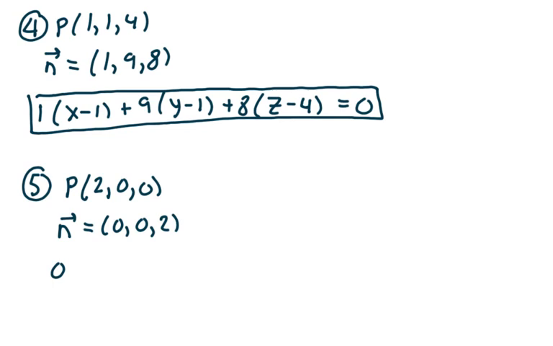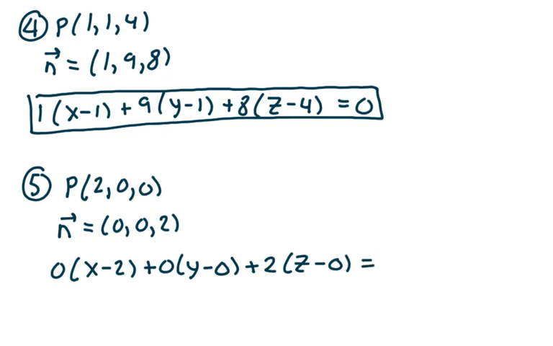So I'm going to take 0, that's the first component of the normal, times x minus 2, plus 0 times y minus 0, plus 2 times z minus 0. And then I'm going to set this equal to 0. And so, therefore, the equation is 2z equals 0. And then that's how you do 5.